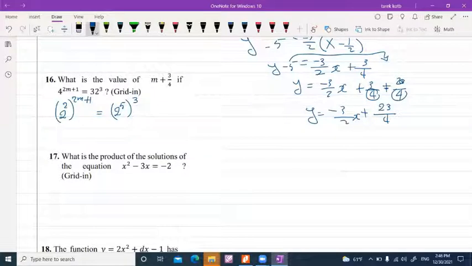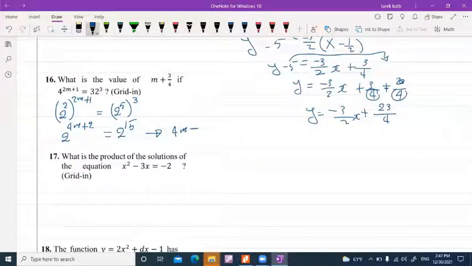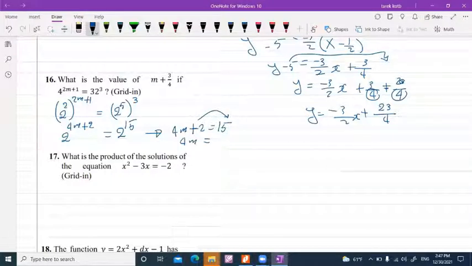Now I keep common bases. What can I do with the 2 and the 3 and the 2m plus 1? Multiply them together, it will be 2 to the power of 4m plus 2. And this multiplied together, it will be 2 to the power of 5 times 3 equals 15. Since the base equals the base, the exponents are equal. So 4m plus 2 equals 15. Take the 2 to the other side: 4m equals 15 minus 2, which is 13. Then divide by 4, so m equals 13 divided by 4.